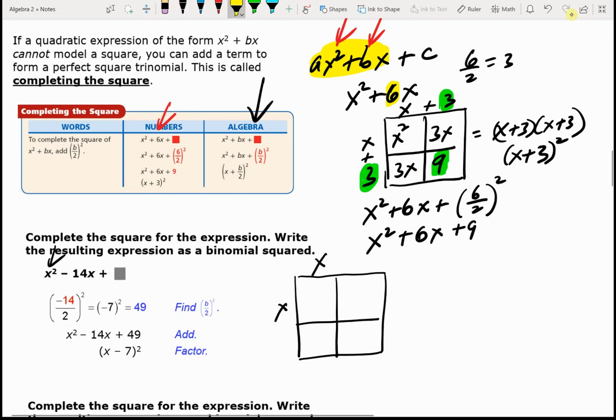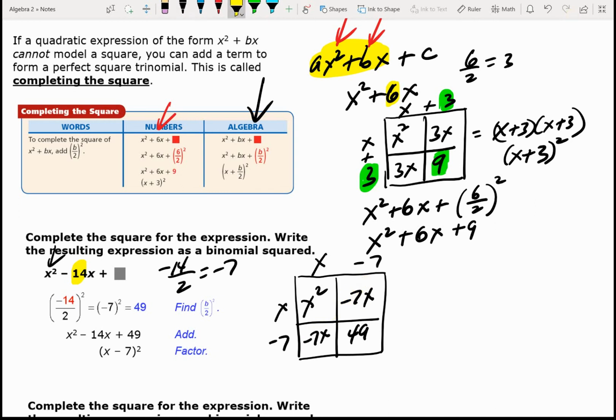Now I'll take negative 14 and divide that by 2, and that will give me negative 7. So that's my negative 7, and there's my negative 7. Now I'll complete the square: x times x is x squared, x times negative 7 is negative 7x, negative 7 times x is negative 7x, and then negative 7 times negative 7 is 49. Now notice here that I have x squared minus 7x.